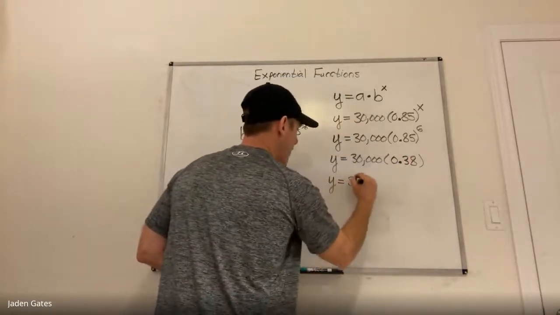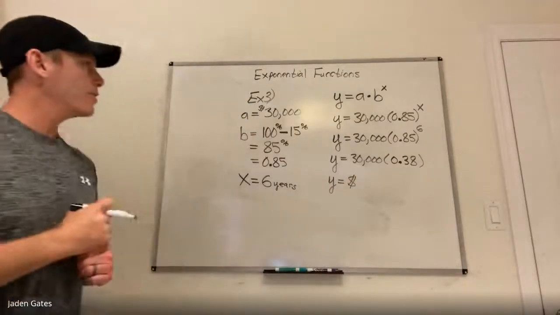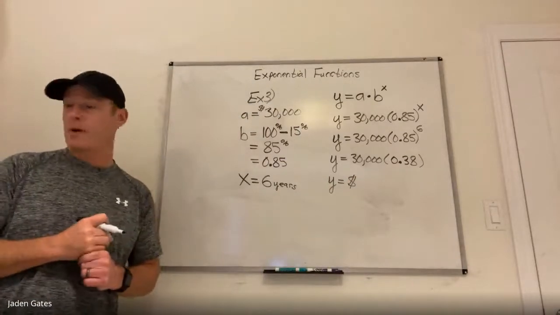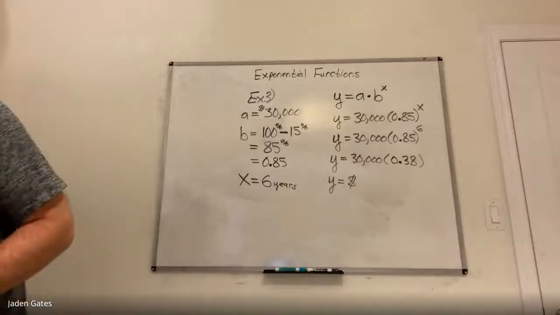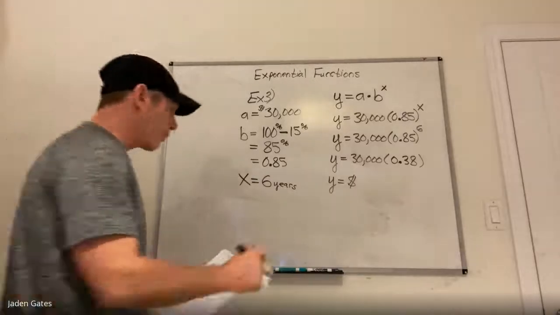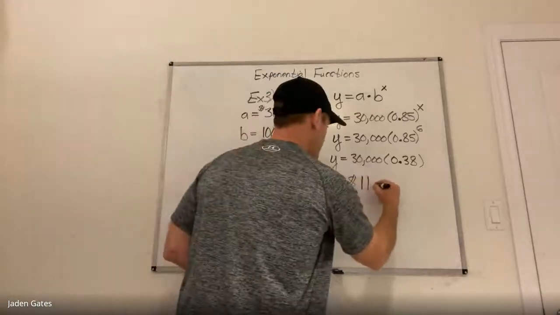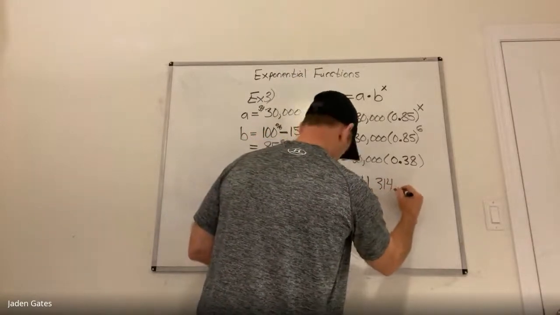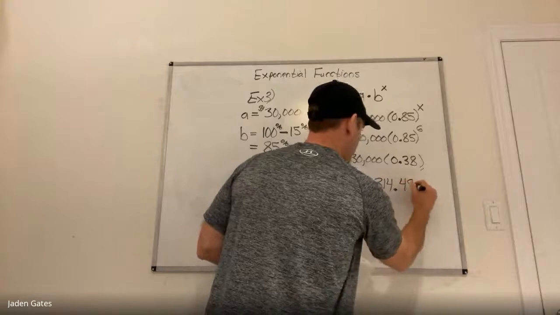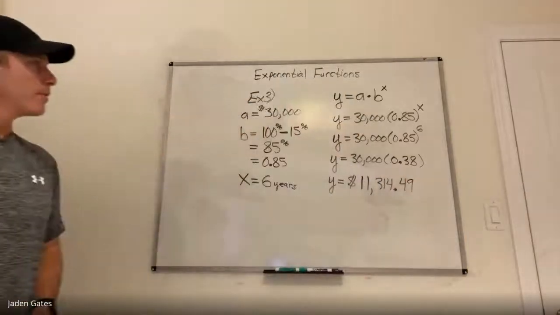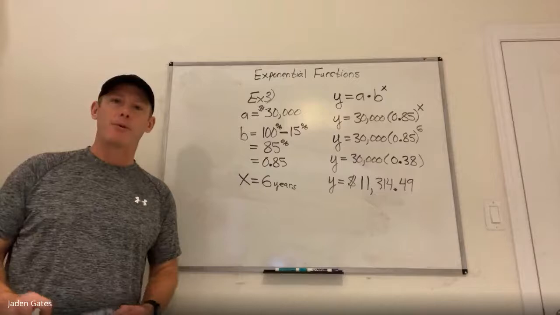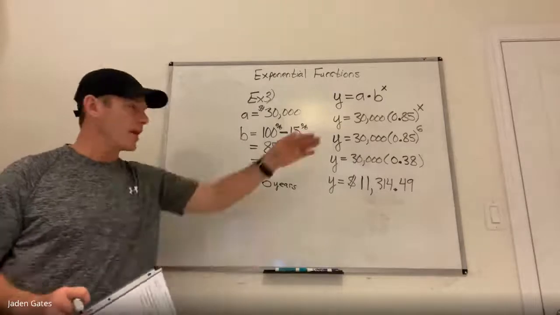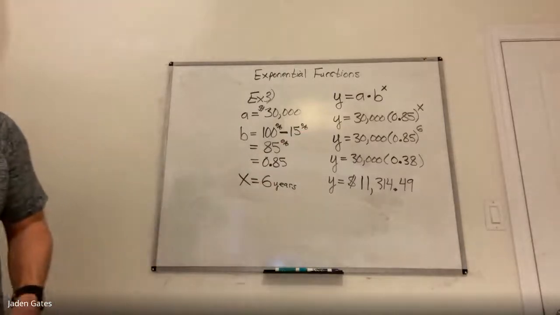And now the value, I take 30,000, I multiply it by 0.38, and now this $30,000 car is worth, or projected to be worth, $11,314.49. All right, so again, that's an example of an exponential decay, because again, the b value is less than 1.